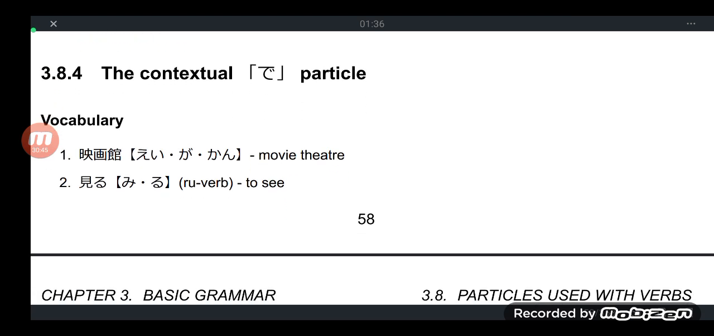Okay, the fourth particle is the contextual particle, de. So don't get scared about the term contextual particle. I will tell you this de here is not so difficult to learn. So don't get intimidated with the word contextual. It is not put here to make it difficult to understand. So I will indicate an easier way to understand de.